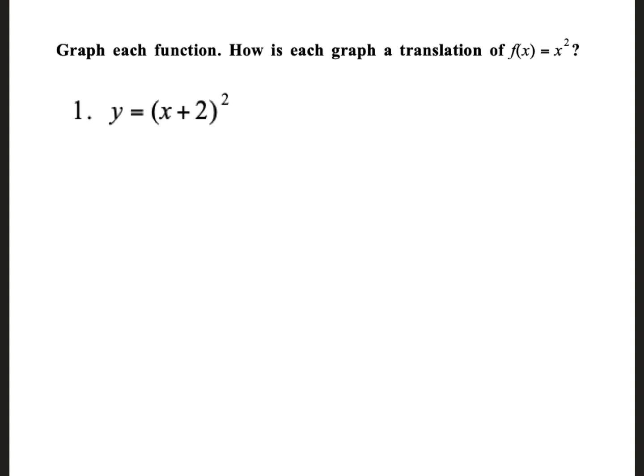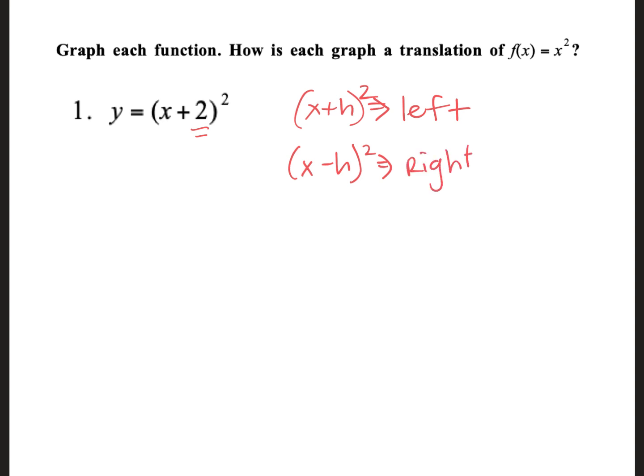So for this one, I notice we have plus 2 on the inside. Remember, the number on the inside moves it left or right. If you have a positive h on the inside, x plus h squared, it's going to move your graph to the left. If you have x minus h squared, it's going to move your graph to the right.